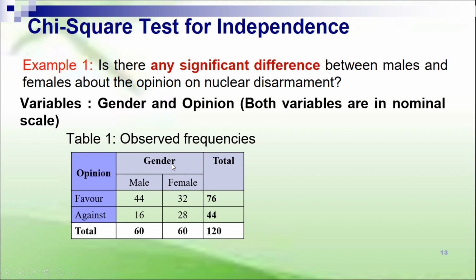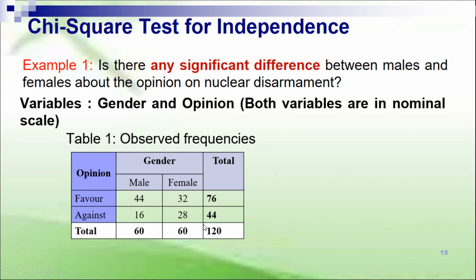The gender variable consists of two categories, male and female. These columns represent the categories of the gender variable. Rows represent the categories of opinion. Two types of opinion: in favor of nuclear disarmament, and against this statement. Then the first row total, just add 44 plus 32, 76. The second row total, the number against, 16 plus 28. The grand total represents the total number of people, 120. In that sample there are 120 people.